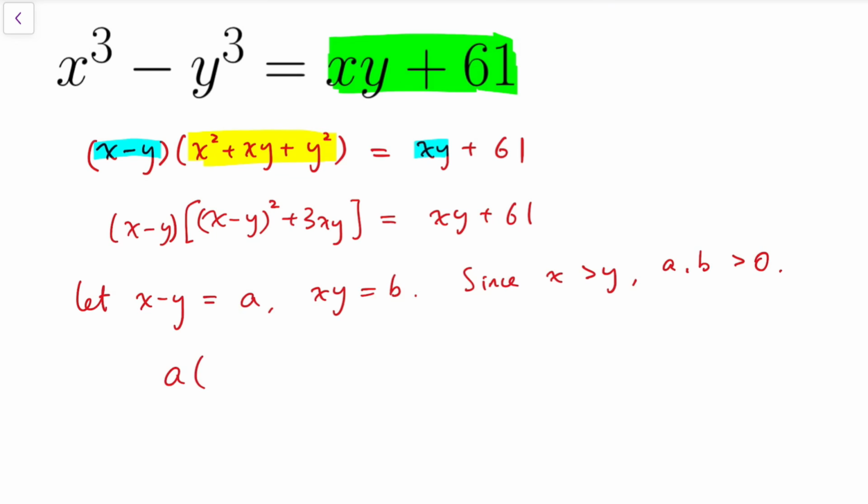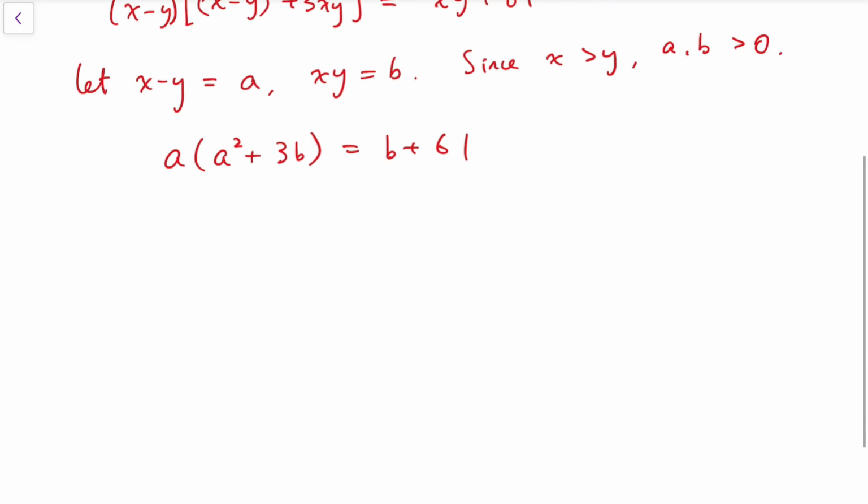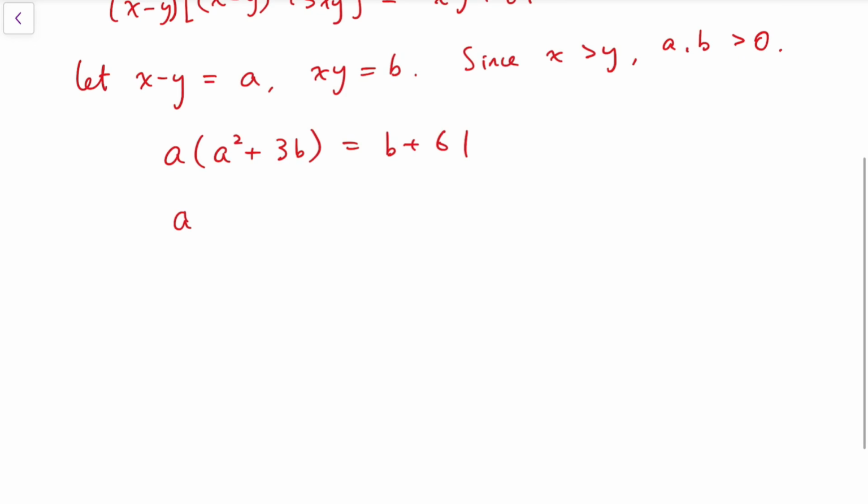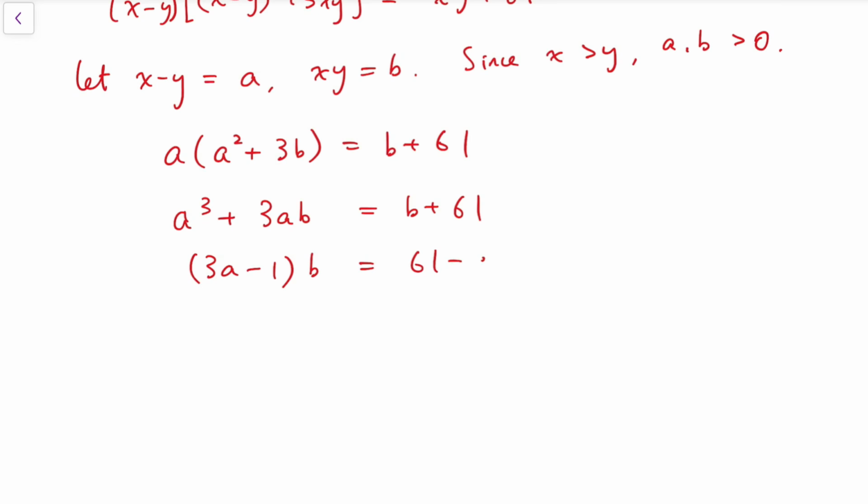Now the equation becomes a times (a squared plus 3b) equals b plus 61. Then we can expand the left side: a cubed plus 3ab equals b plus 61. So (3a minus 1) multiplied by b equals 61 minus a cubed. Now if I make b the subject, it will be equal to (61 minus a cubed) over (3a minus 1), and by definition this has to be larger than 0.